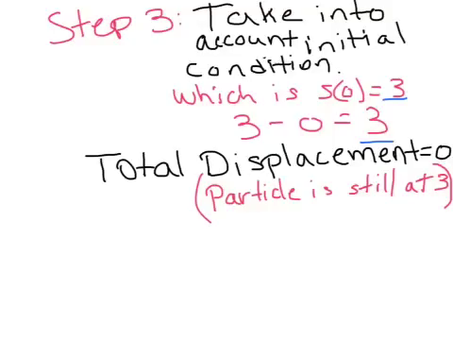The third step is taking into account the initial condition, which is s(0) is equal to 3. Therefore, 3 plus displacement is still equal to 3, and therefore the total displacement is 0. The particle is still at 3.